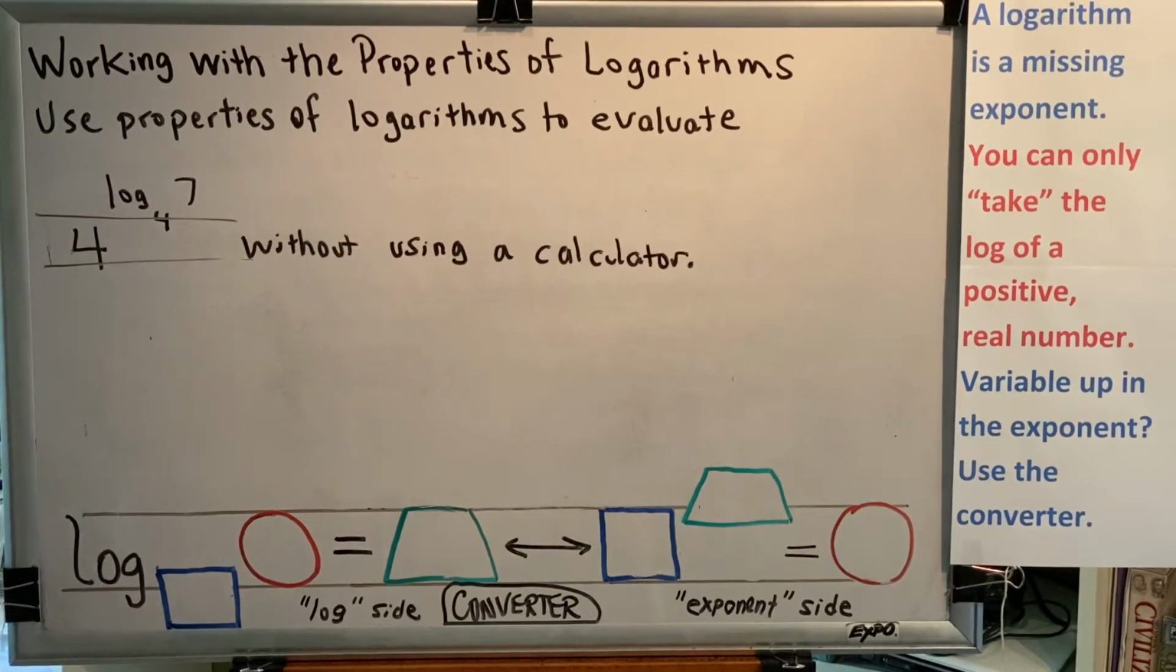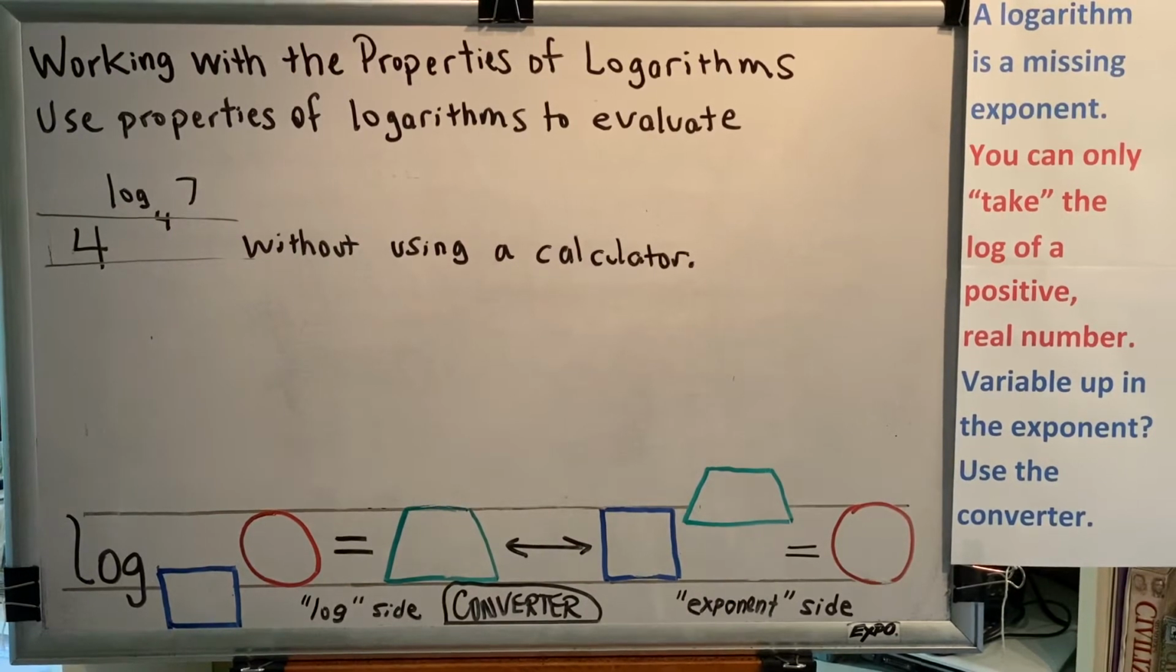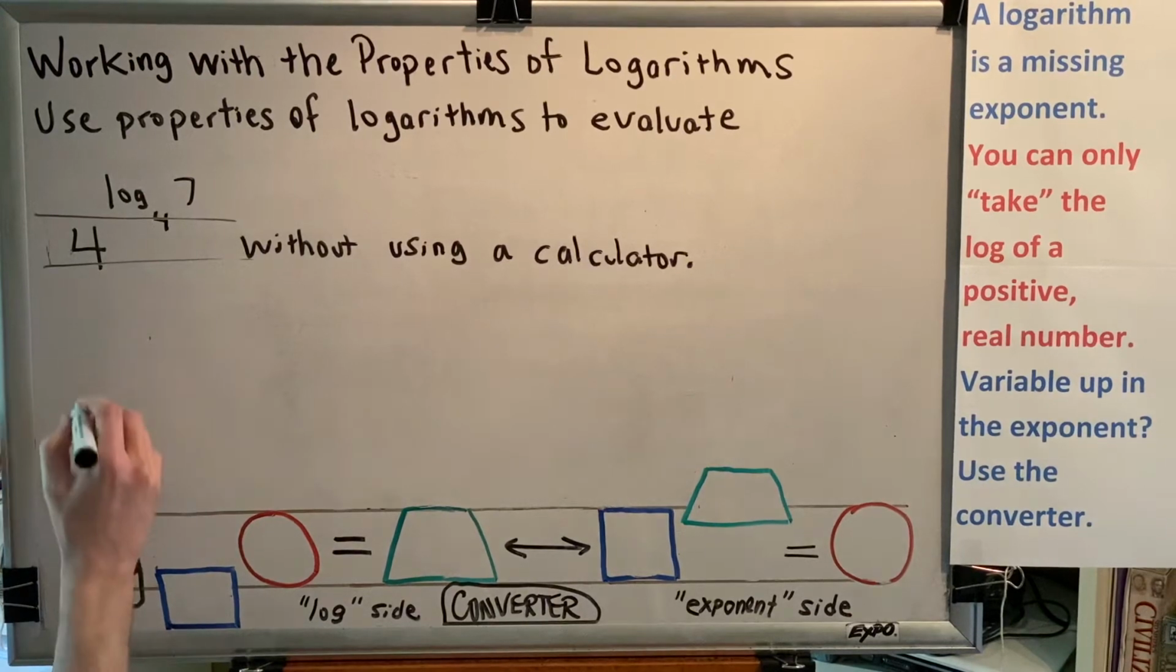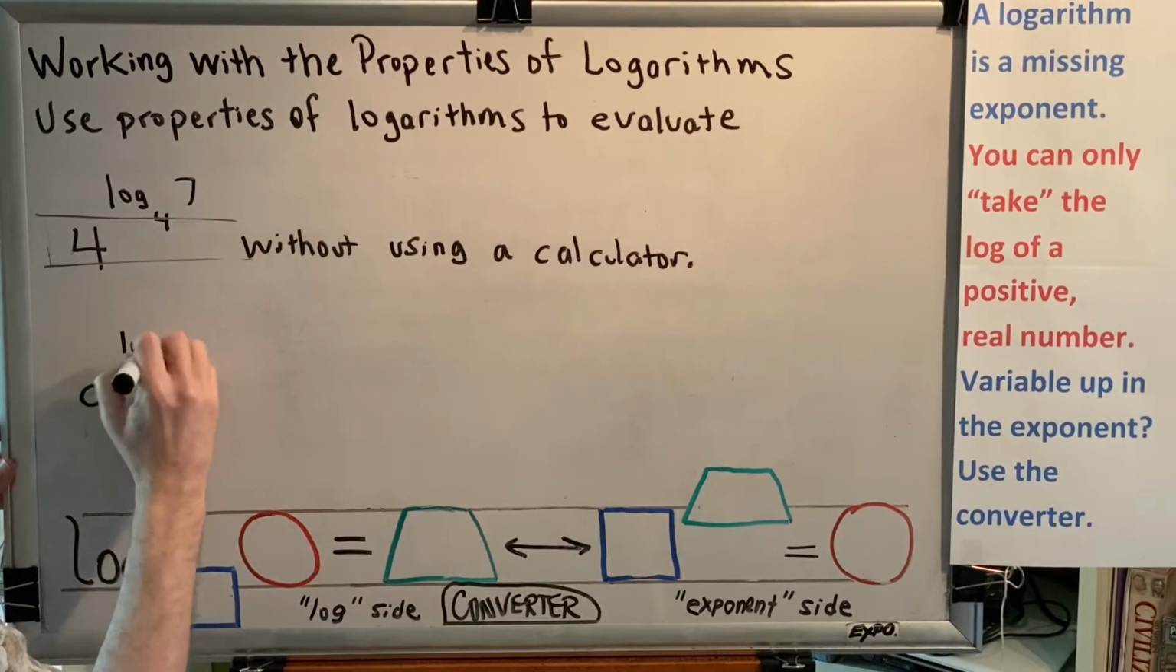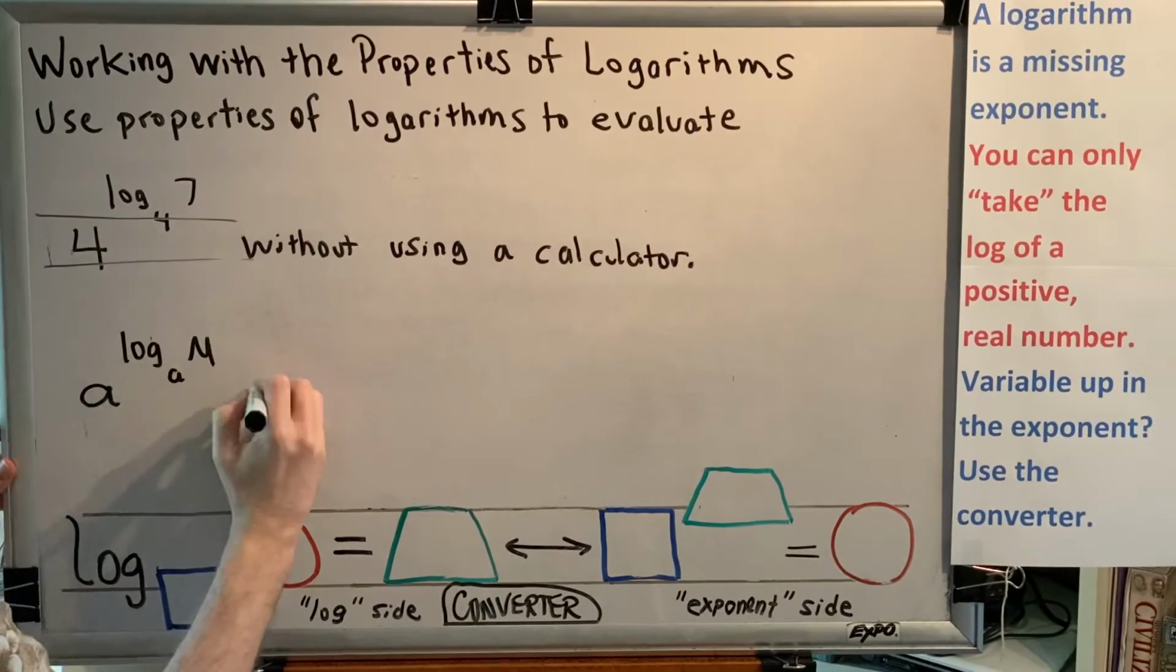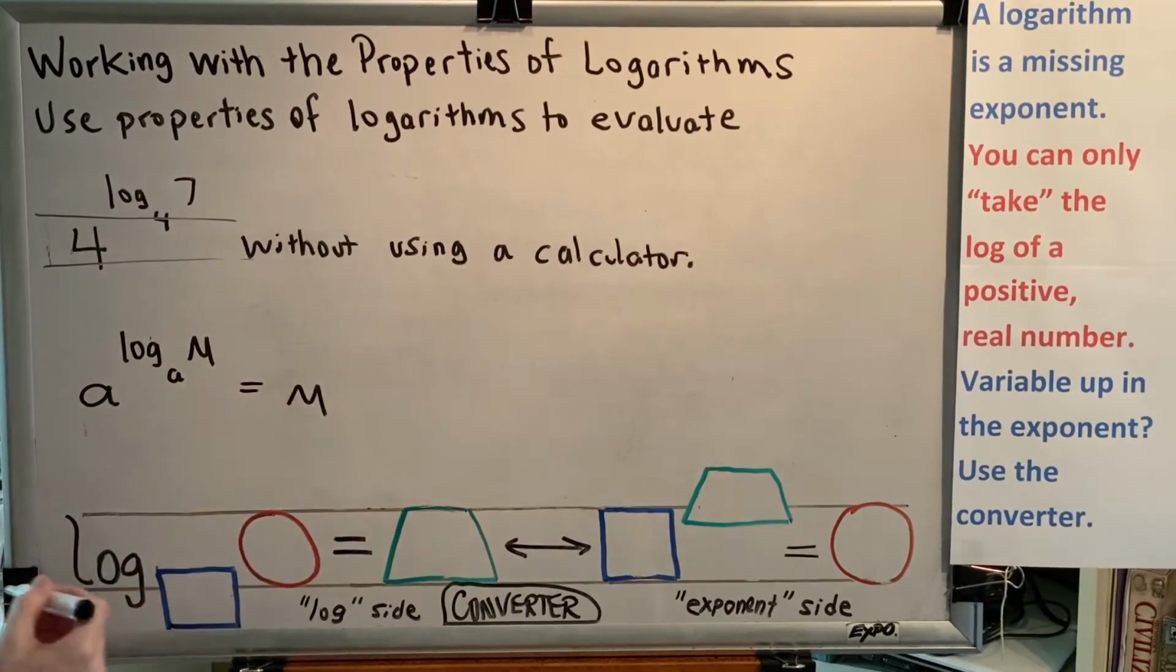Okay, so let's see if we can figure out which log rule is going to help us in this particular problem. This rule doesn't come up too often, but it is a very useful rule. And the rule that we're going to use here is log rule 4, which says a raised to the power log base a of m equals m. A raised to the power log base a of m equals m.